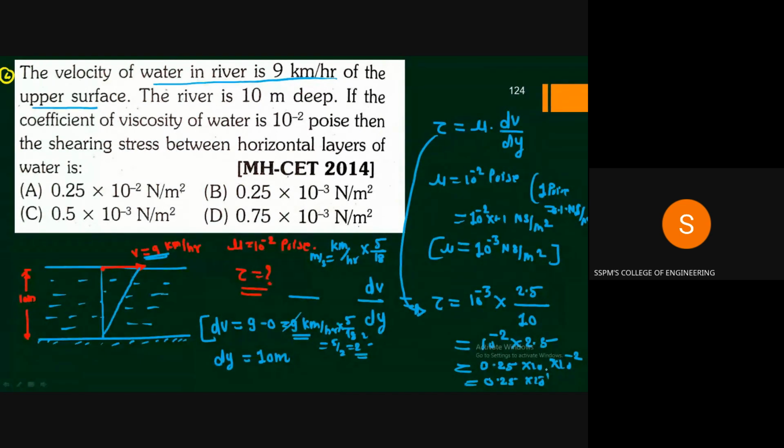Okay, just check the calculation mistake. We should get the answer 0.25 into 10 to the power minus 3. This is the correct option. Somewhere we are missing the power, so it should be minus 3. So the final answer is 0.25 into 10 to the power minus 3. The procedure is correct. The first formula is tau is equal to mu into dv by dy. Convert this mu, which is given in poise, in terms of Newton second per meter square. 0.1 means 10 to the minus 1, so minus 3.